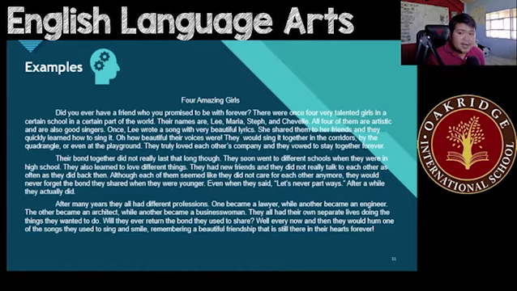After many years, they all had different professions. One became a lawyer, while another became an engineer. The other became an architect, while another became a businesswoman. They all had their own separate lives, doing the things they wanted to do. Well, will they ever return the bond they used to share? Well, every now and then, they would hum one of the songs they used to sing and smile, remembering a beautiful friendship that is still there in their hearts forever.